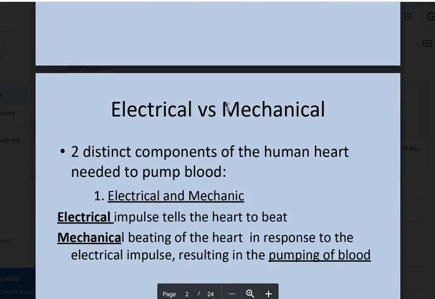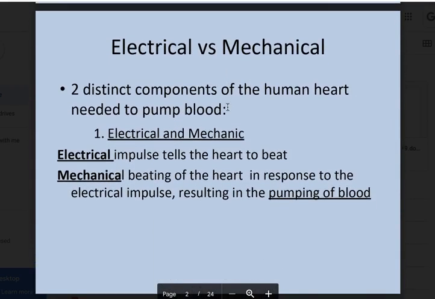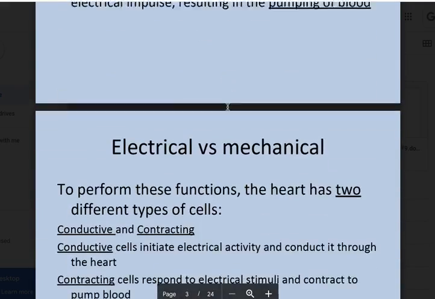The first thing that you need to understand is the difference between the electrical functions of the heart and the mechanical functions of the heart. There are two distinct components there. The electrical impulse tells the heart to beat, and the mechanical impulse is the actual physical beating of the heart. It's the physical response to the electrical impulse that actually results in the pumping of the blood. So you cannot have the mechanical response without the electrical impulse. That is important to know.